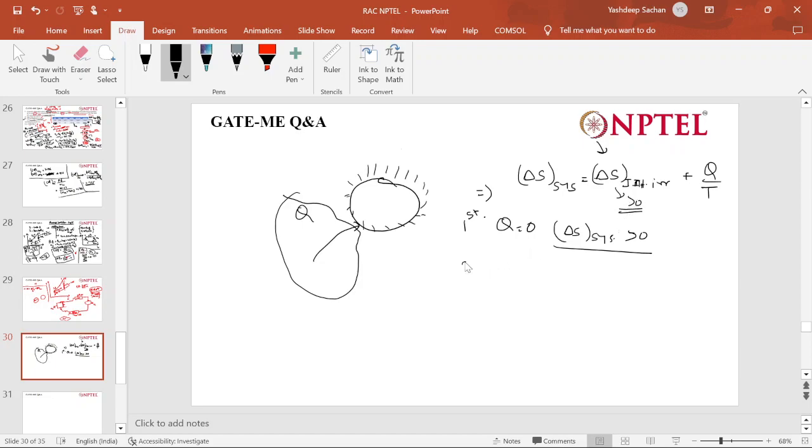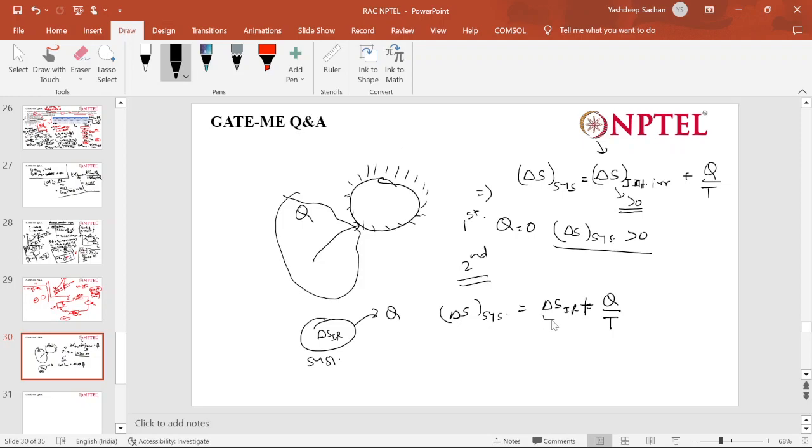Now coming to the second case. I am thinking the system is internally irreversible, and heat rejection from the system is there. Delta S of internal irreversibility, I am writing IR, and heat from the system. So what will be the net delta S of the system? Delta S IR plus Q by T, actually plus dQ by T, but as of now I am writing Q by T.